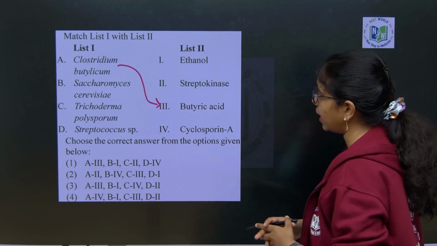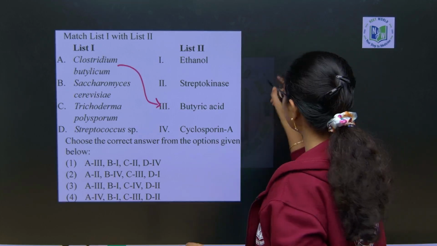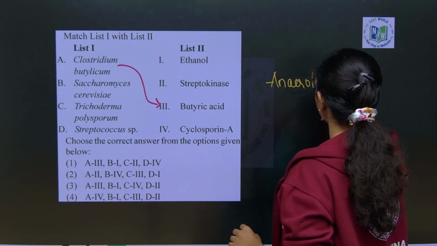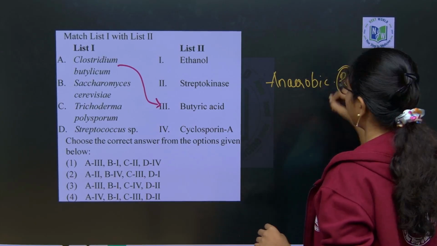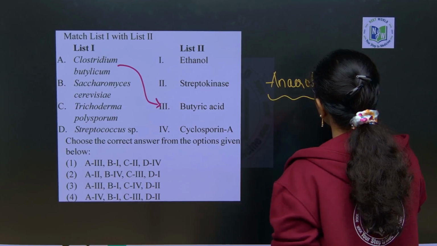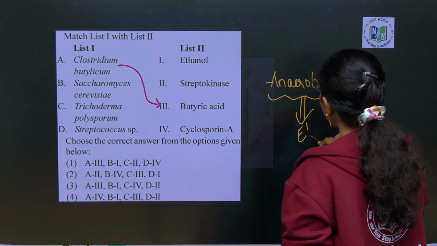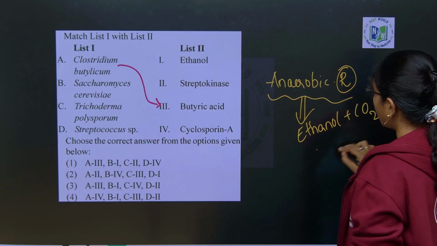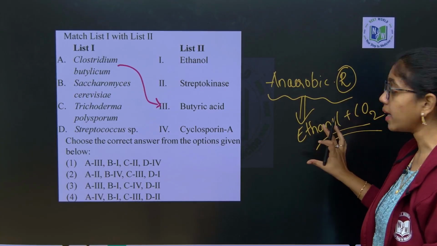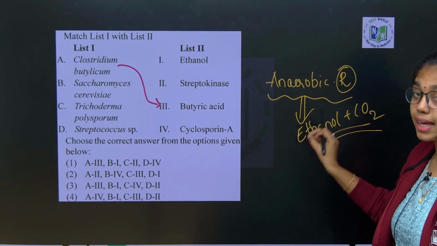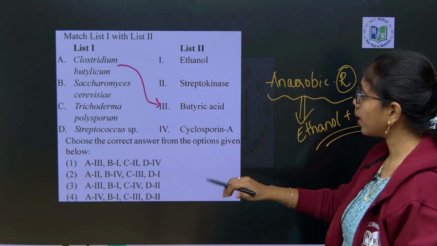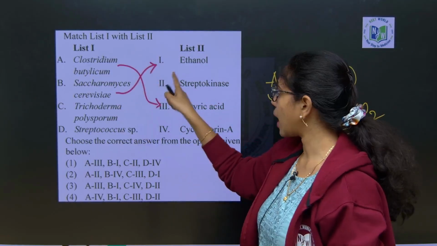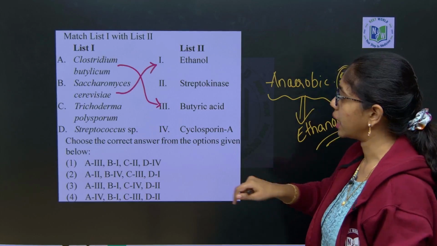Saccharomyces cerevisiae will conduct anaerobic respiration. What respiration, Nana? Anaerobic respiration. It will conduct anaerobic respiration, and this will produce ethanol and carbon dioxide. This will produce ethanol and carbon dioxide by conducting alcoholic fermentation. Okay, so the end products of alcoholic fermentation by yeast are ethanol and carbon dioxide.